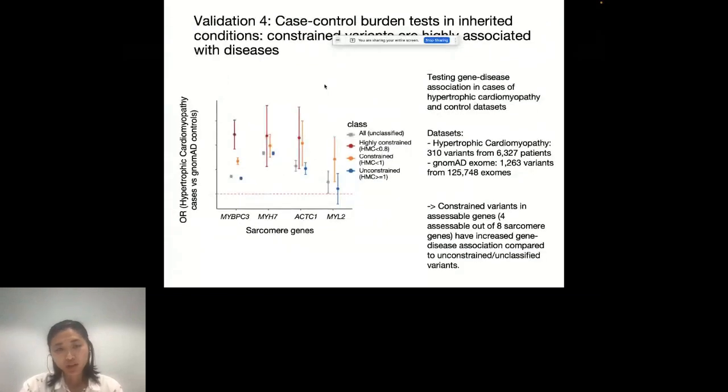We also find that HMC scores could be helpful to study inherited conditions as well. And this is identified by seeing the association of constraint variants in sarcomere genes with cases of cardiomyopathies.